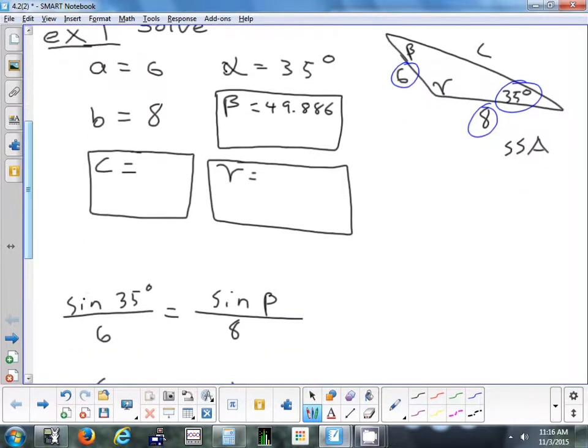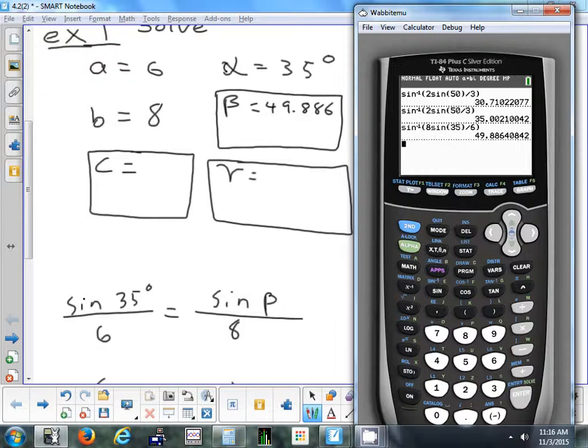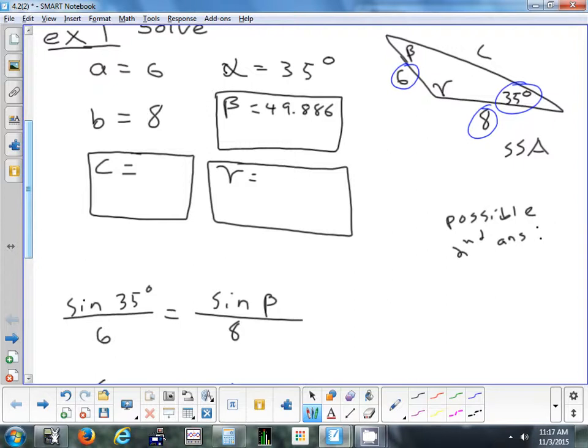Okay, off to the side, I'm going to write down possible second answer. What do we do with 49.886 to find what the second answer could be? Yep, subtract it from 180. I'm not going to write it in that box because I don't know if it's going to work yet. I'm just going to write it off to the side. Okay, if there's a second answer, it's 130.114.